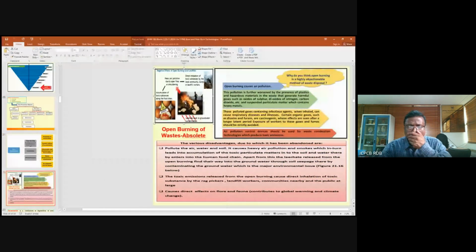Open burning, sorry, open burning is nothing but an uncontrolled way of burning waste. Here, no control is there. Simply, we put the waste in open areas and burn it. Therefore, if waste is burned in an open area, then definitely it is going to cause problems. It is going to cause air pollution.